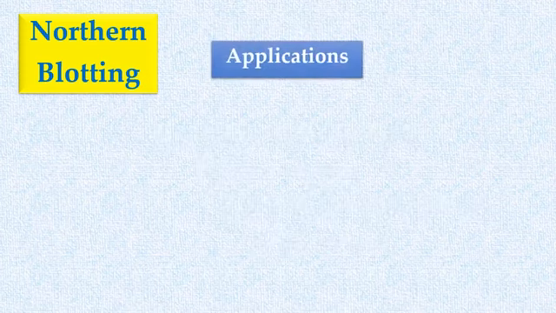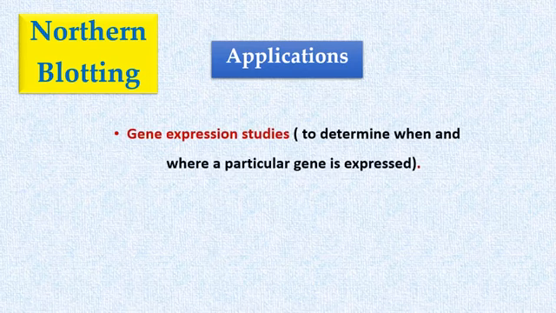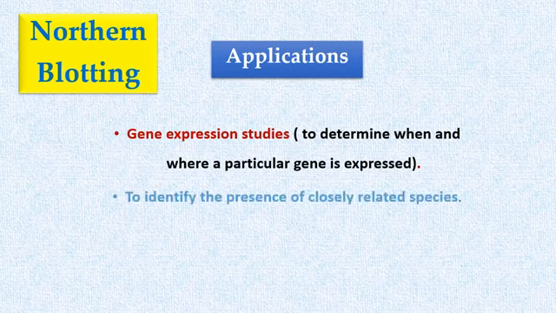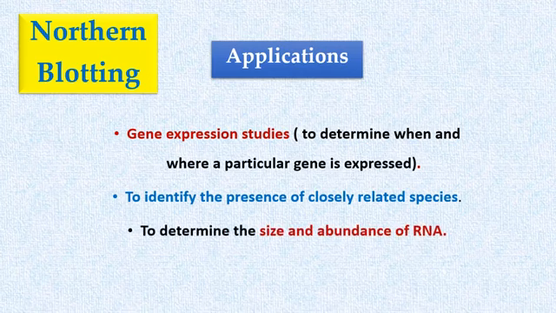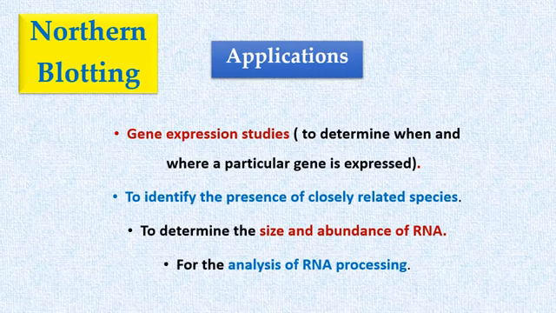The main applications of northern blotting include gene expression studies, such as to determine when and where a particular gene is expressed, to identify the presence of closely related species, to determine the size and abundance of RNA, and for the analysis of RNA processing. Modern methods such as PCR have replaced the methods of southern and northern blotting. This is because PCR and PCR-based techniques are simpler, quicker, and more precise.